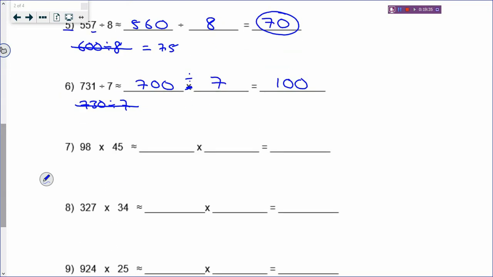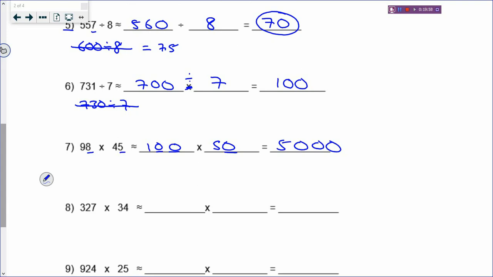Alright, 98 times 45. So what's the estimation? I round to nearest tens. 98, what's the nearest tens? That will be 10 tens. How about 45? Nearest tens will be 50. Right, and then you can see that you get the answer quite fast. So 1 times 5, there's 5. How many zeros do you see? There are 3 zeros, so you just put 3 zeros behind.